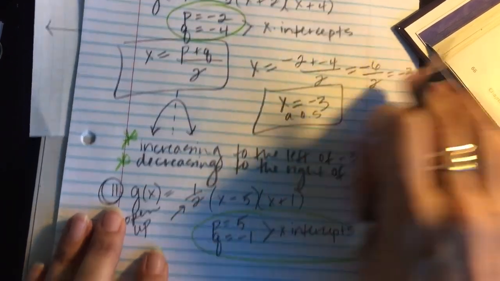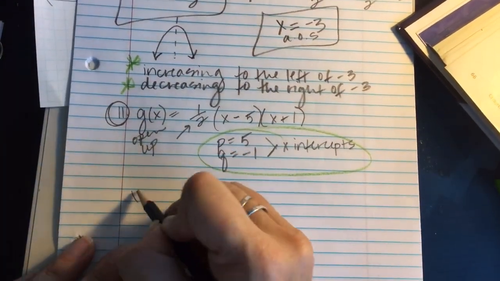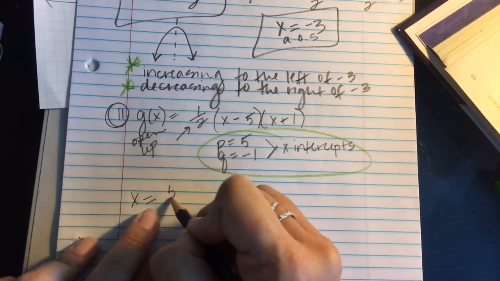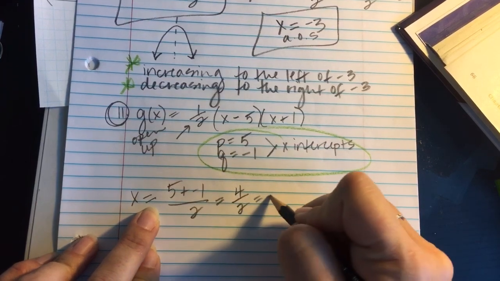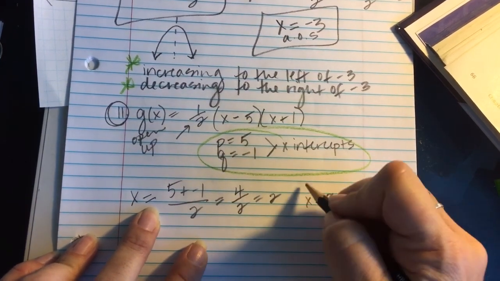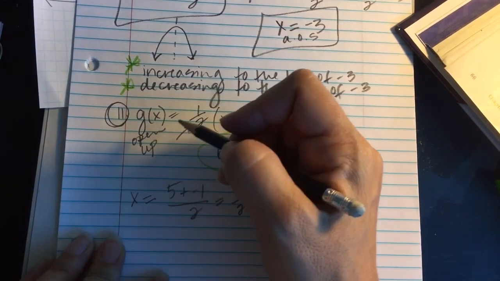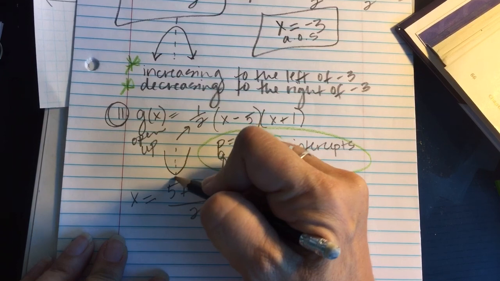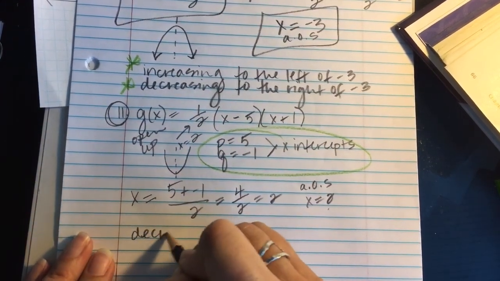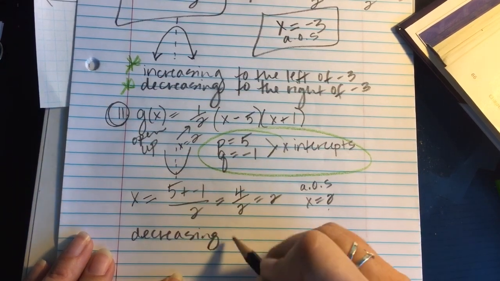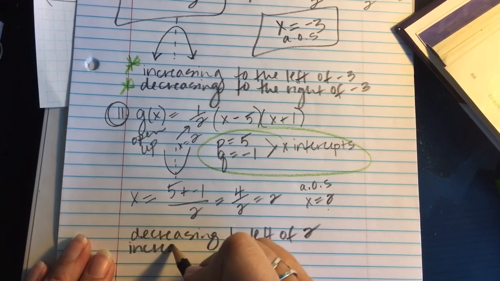Then I can take the two x-intercepts and use them in the equation x equals p plus q all over 2. It's going to give me 4 over 2, or 2. x equals 2 is the axis of symmetry, which is also the x value of the vertex. We said this parabola is opening up, and the axis of symmetry is sitting at x equals 2. That means that this function is decreasing to the left of 2, and it's going to be increasing to the right of 2.